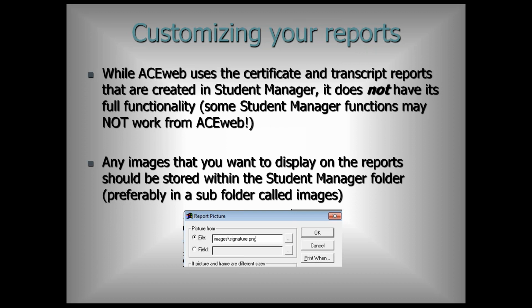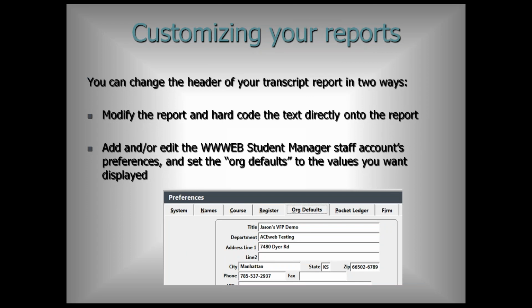Now, the other customization option that a lot of you might see right out of the box is that the header of the transcript report might say something like your university name here or your phone number here. And that is because it's pulling from the default organization info fields from your main default Student Manager account. So there's two ways that you can fix that, basically.